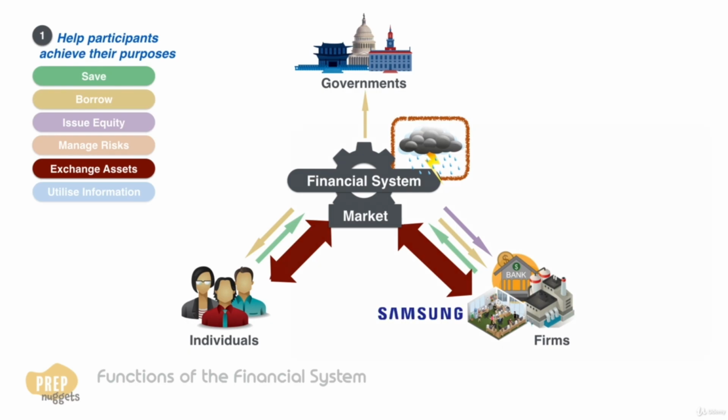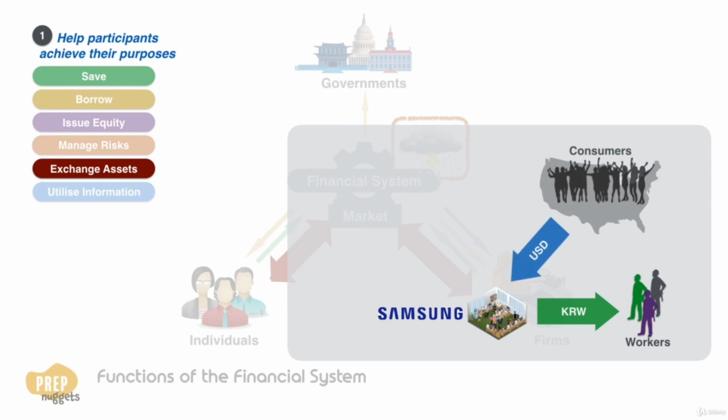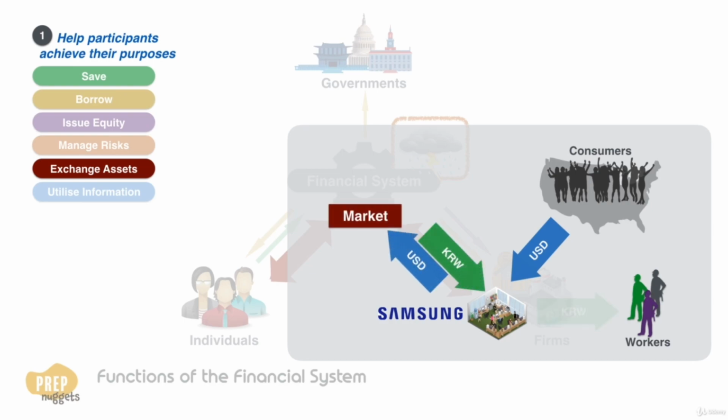For example, Samsung pays its workers and suppliers in Korean won, but the company receives US dollars when it sells its products in the US. To convert the money from dollars to Korean won, the company trades in the foreign exchange markets. So we've seen an example of a participant who has an operational need to trade in the market.